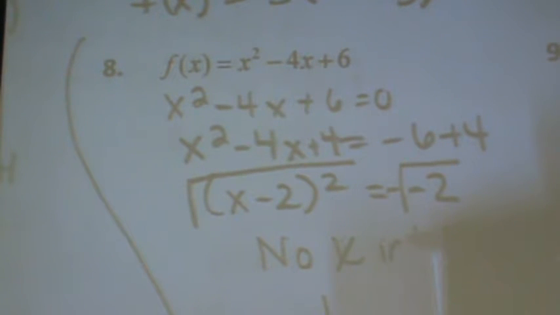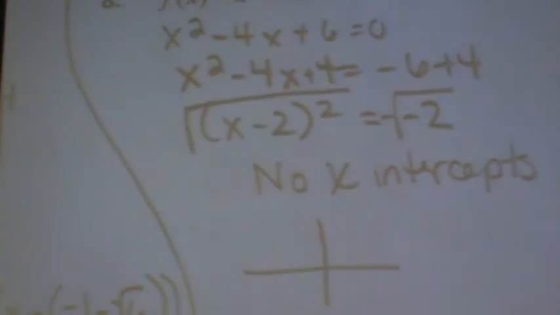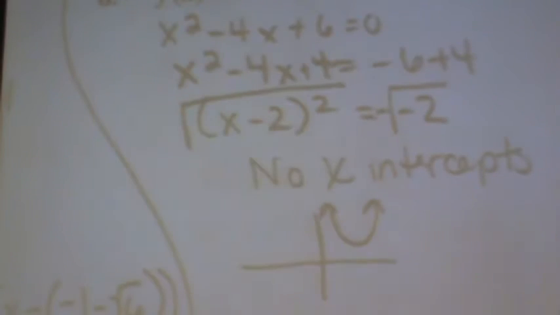So x squared minus 4x and then plus 6. When you graph this, you will see clearly that it does not hit the x-axis, therefore there are no x-intercepts. So this one cannot be converted to x-intercept form. That's what the graph looks like. So there are no x-intercepts.